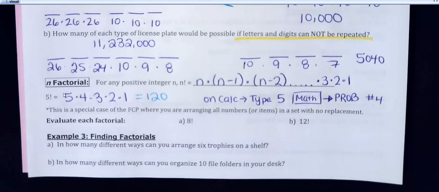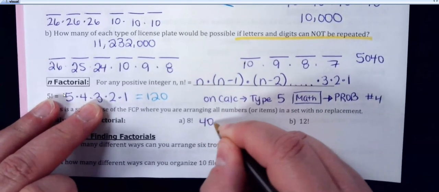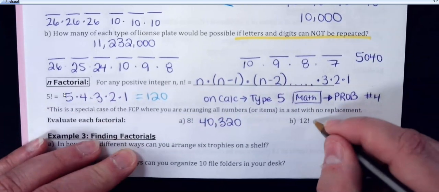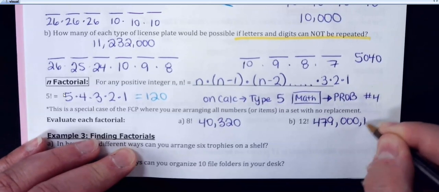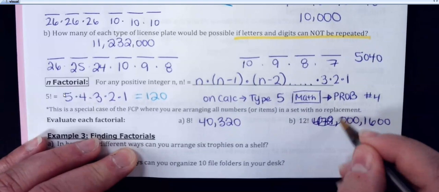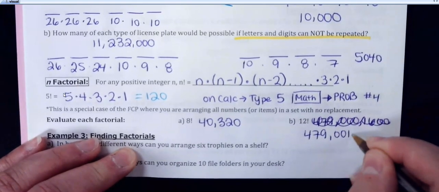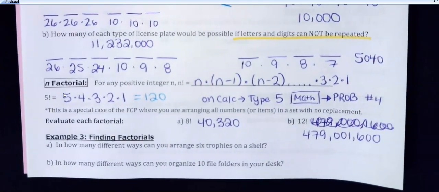All right. Here, I'm going to write these out. Hopefully you guys got these. This one should be 40,320, and this guy should be, oh, this is a huge one. I got 479,001,600. I just can't write a number apparently. Sorry. 479,001,600. Anybody not getting those?